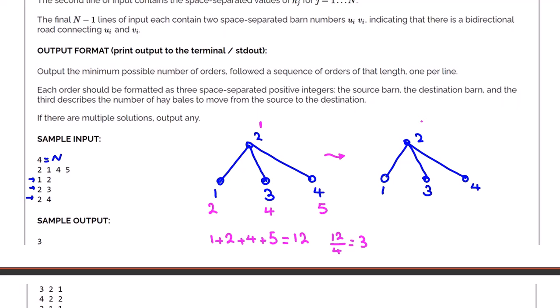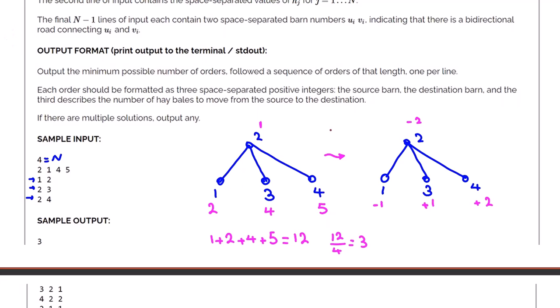Okay, now we can say, because they want to reach 3, these two have 1 less than 3, this one has 2 less than 3, 4 has 1 more than 3, and 5 has 2 more than 3.